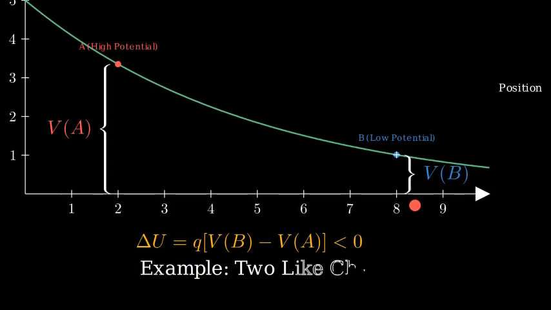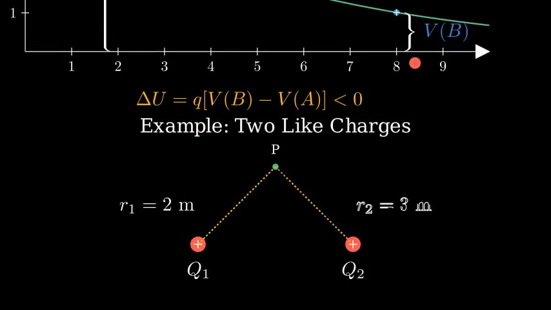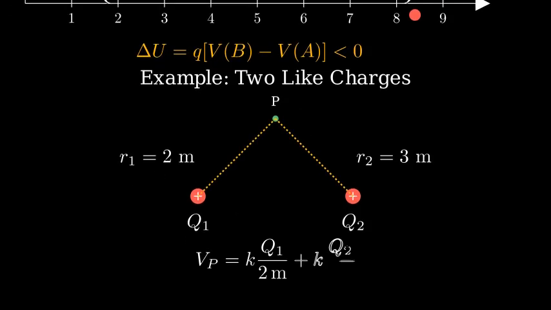Let's work through an example to solidify our understanding. Suppose we have two like charges Q1 and Q2 fixed in place. What is the electric potential at point P, which is 2 meters from Q1 and 3 meters from Q2? Using the superposition principle, the potential at point P is V sub P equals k times Q1 divided by 2 meters plus k times Q2 divided by 3 meters.